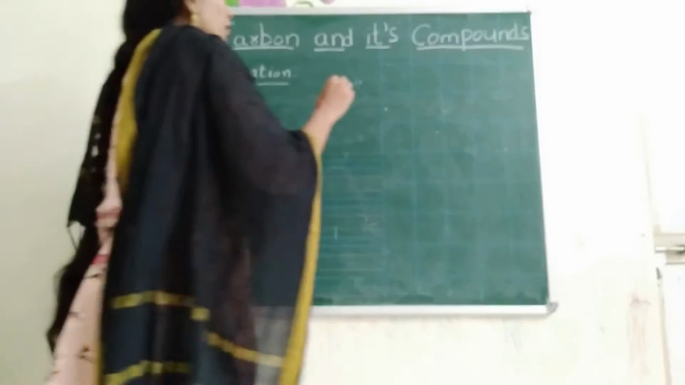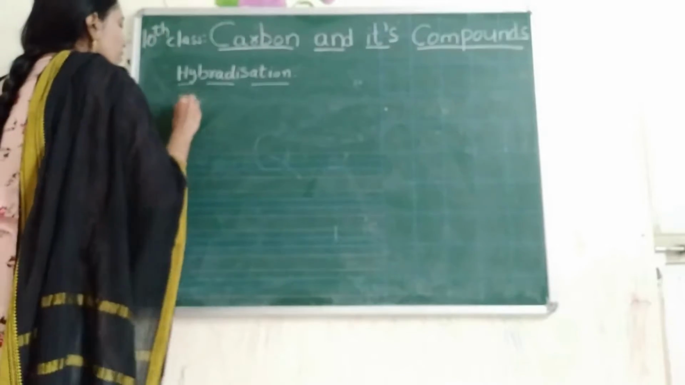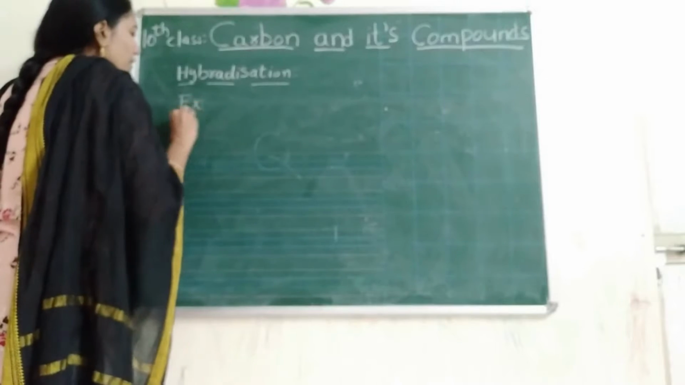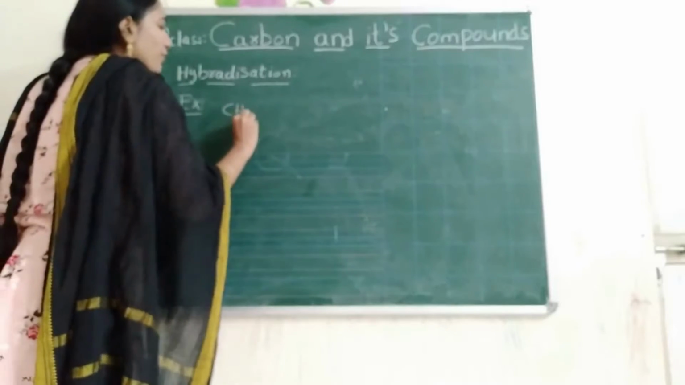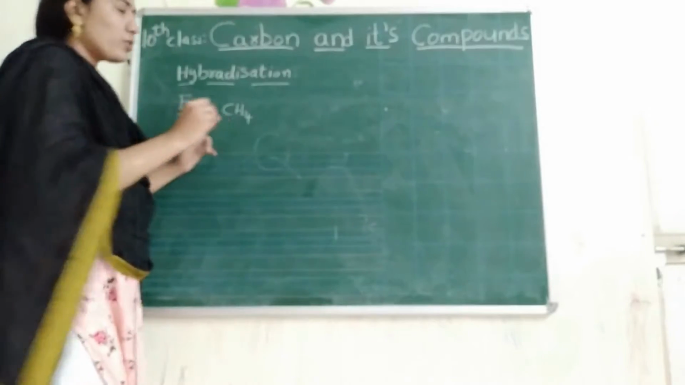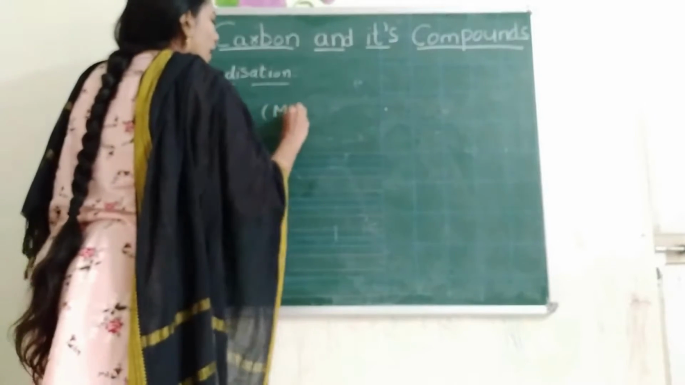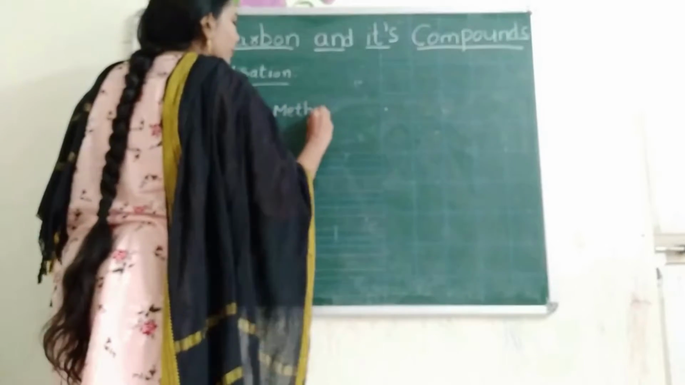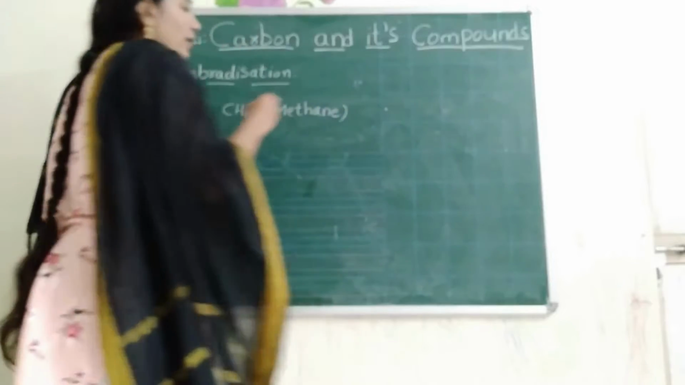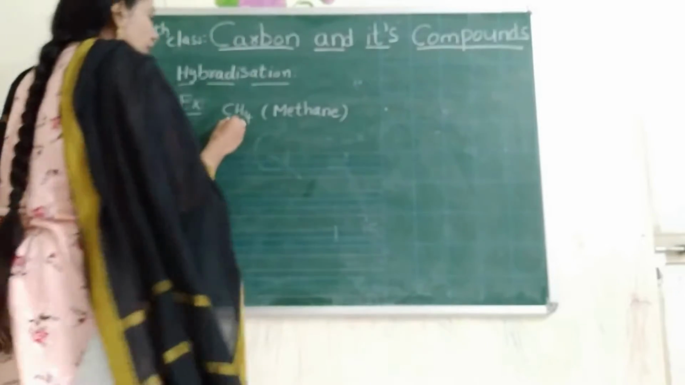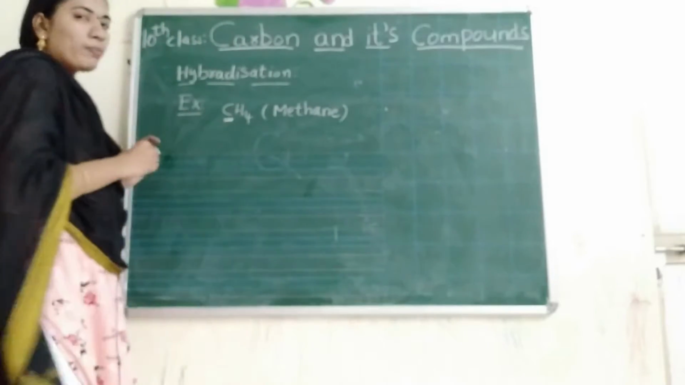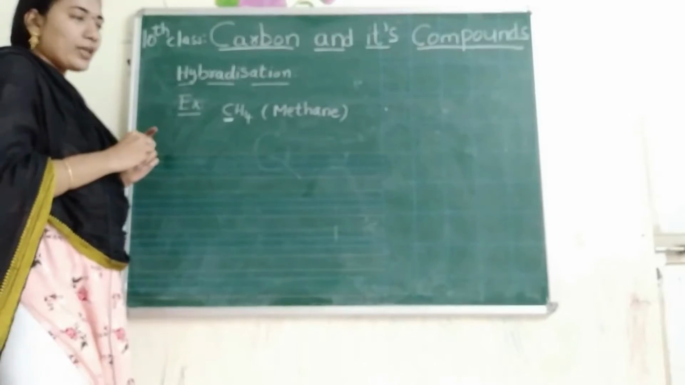For example, consider the methane molecule, CH4. The CH4 molecule is called methane according to the IUPAC nomenclature. Here, carbon is the central atom in methane.